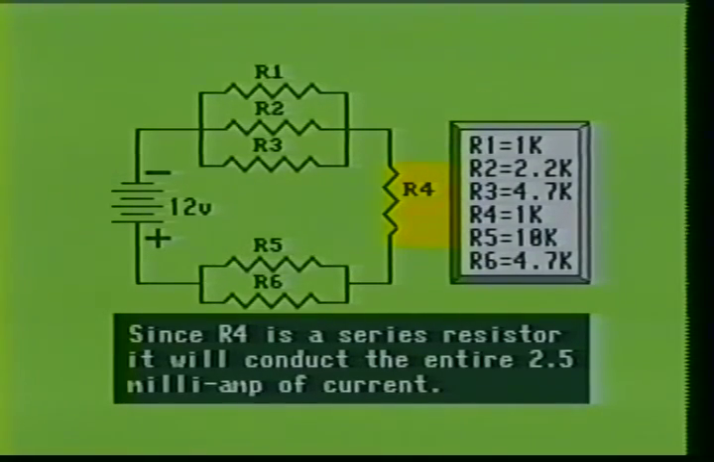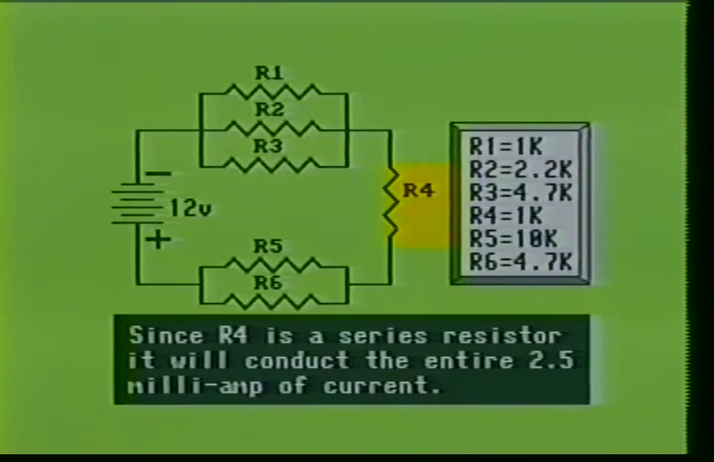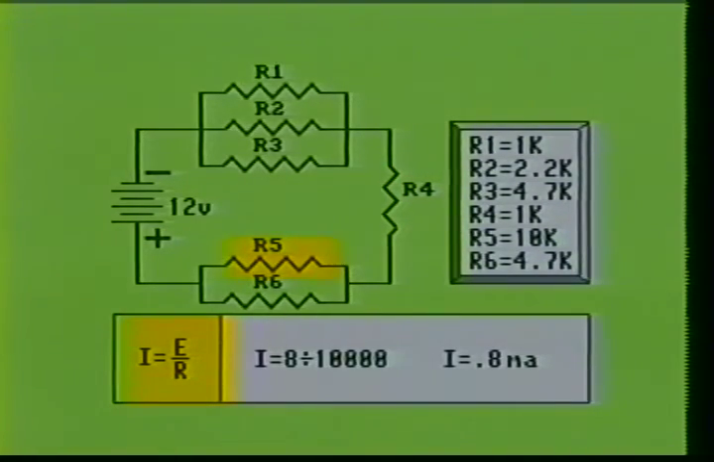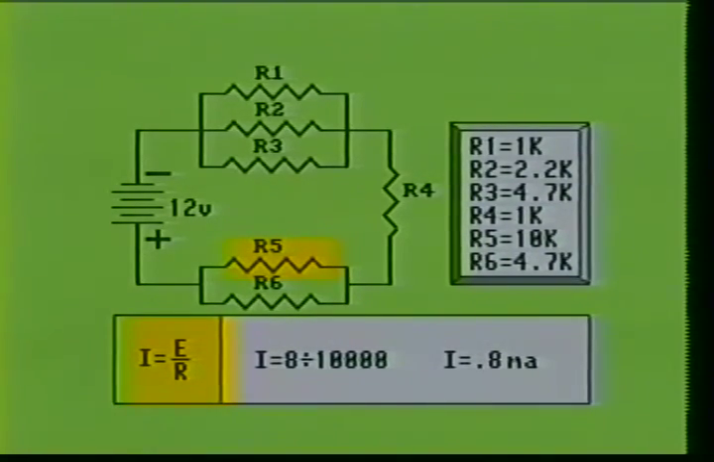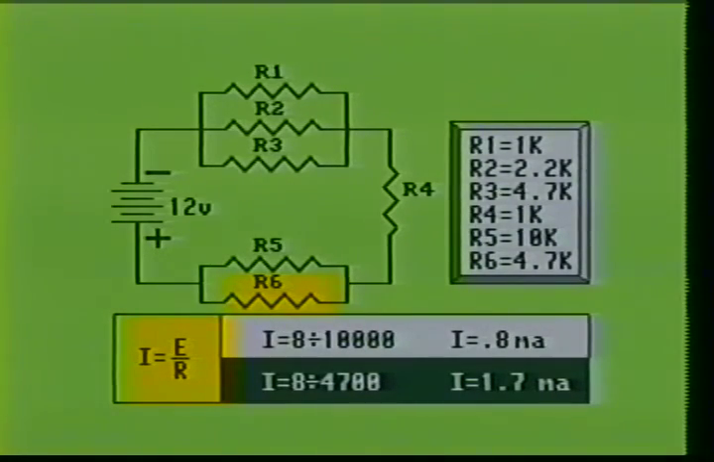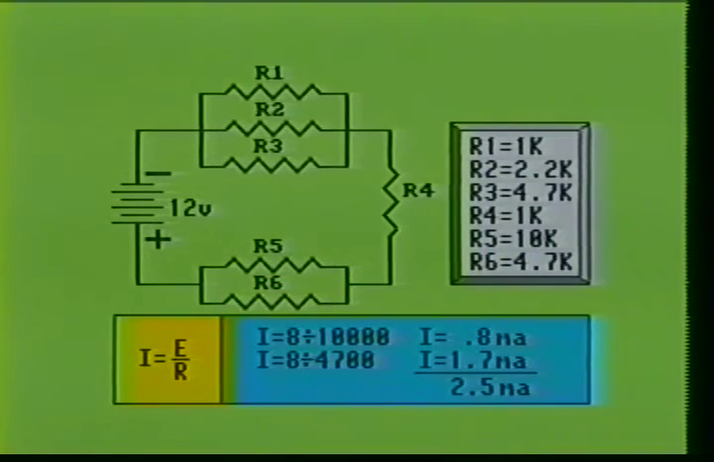R4 is a series resistor, so it will pass the entire 2.5 milliamps. From here, the current splits again and flows into the R5-R6 combination. Once again, we will use Ohm's law formula I equals E over R. When we divide the voltage drop across R5 by the resistance of R5, it shows that R5 is passing 0.8 milliamps. Likewise, when we divide the voltage drop across R6 by the resistance of R6, we see that R6 is passing 1.7 milliamps through it. When we add the two currents together, we see we again have 2.5 milliamps flowing through this combination.